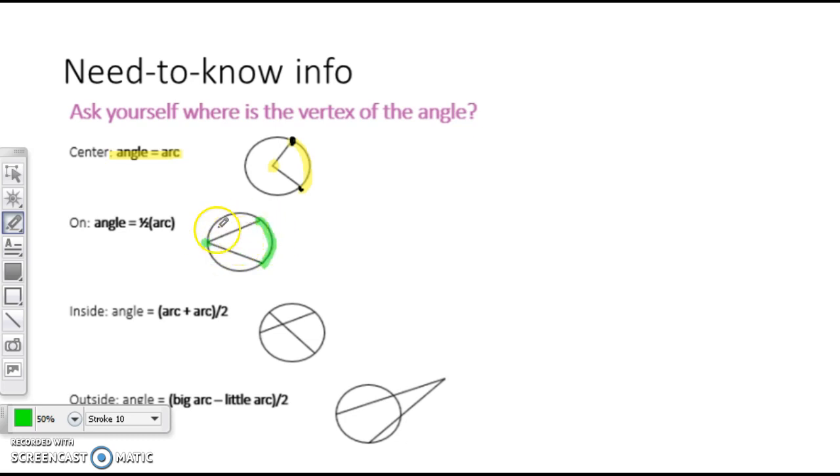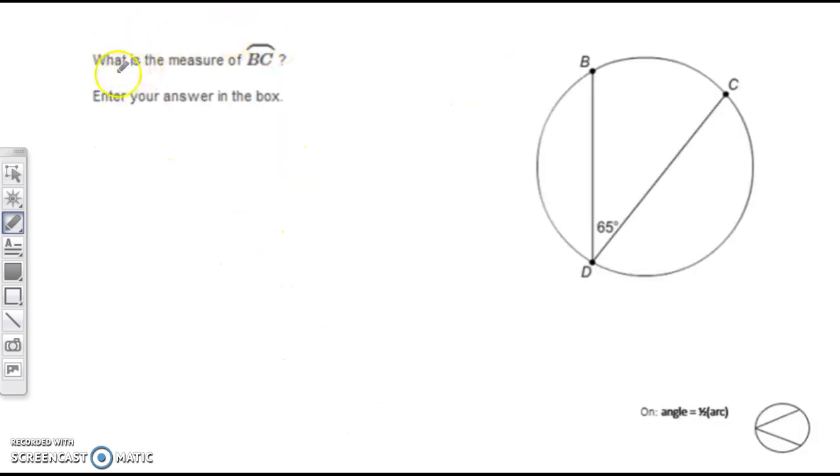It goes either way. And then I don't think we're going to get to these last two in this quiz, so I'm just going to go ahead and focus on those first two for now. And we can go back if we need to look at those last two. But if it's in the center, the angle equals the arc, and if it's on the circle, then the angle is half the arc. So let's check out this first quiz question.